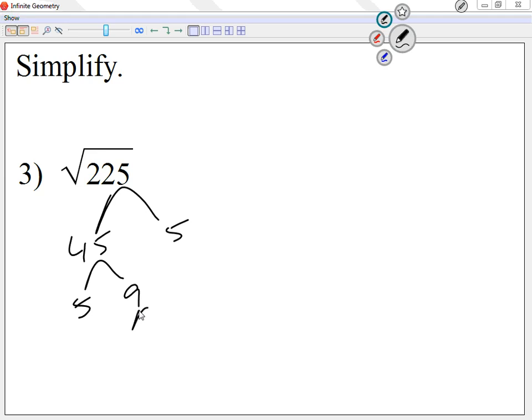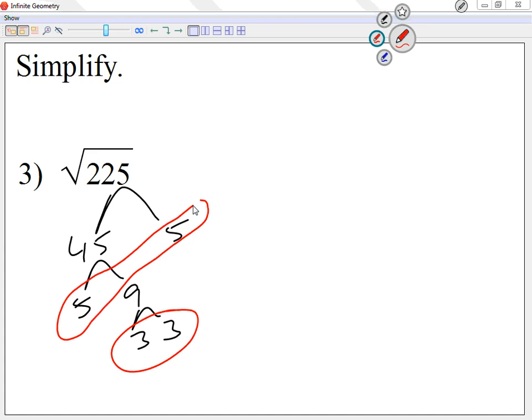My 9, we can break it up even more. 3 times 3. So when it comes to groups, there is one group and there is another group. Just because the numbers are not next to each other doesn't mean I cannot get them in a group. My group is two numbers of the same value. Alright, so I have more than one group. 3 and 5. Multiply them. How much is 3 times 5? 15. So 15 goes outside.